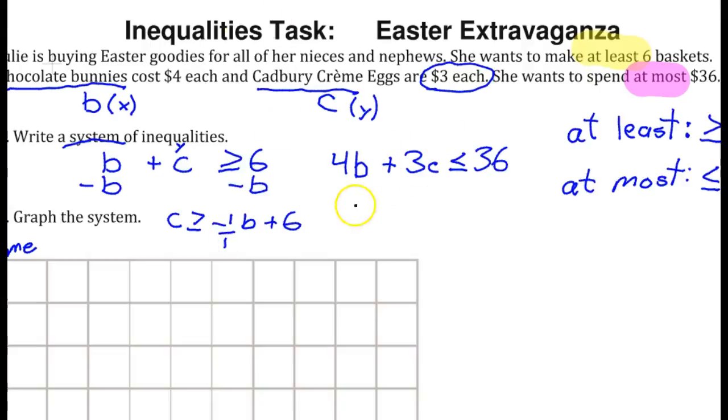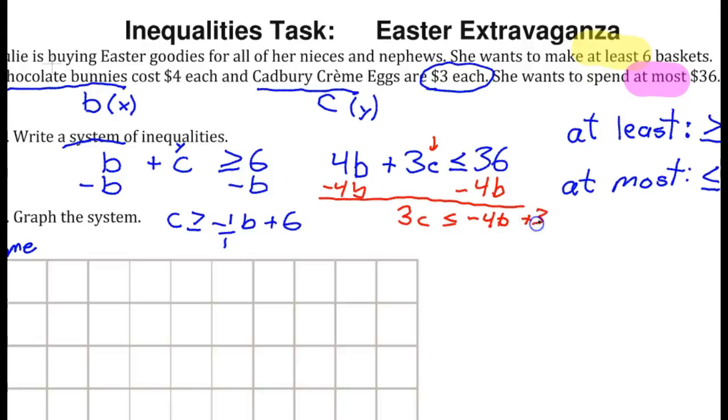And then we need to solve this one for c, which is the same as y. So we're going to subtract 4b. So a lot of this will be familiar. You know how to do this. It might look a little different because we're having different variables instead of x and y. Now, if it really bothers you, you can just use x and y. Do x plus y is greater than or equal to 6, and so on.